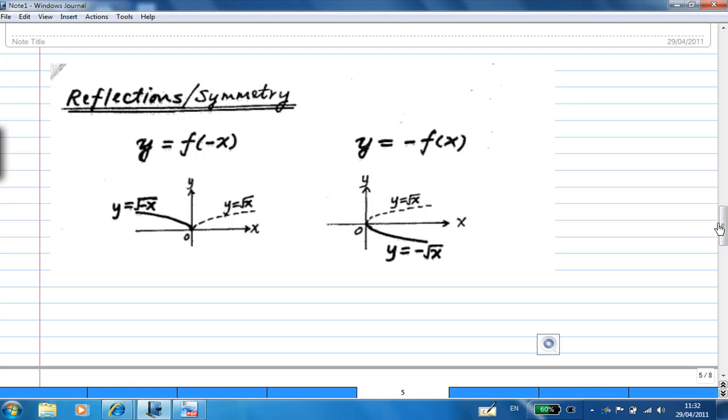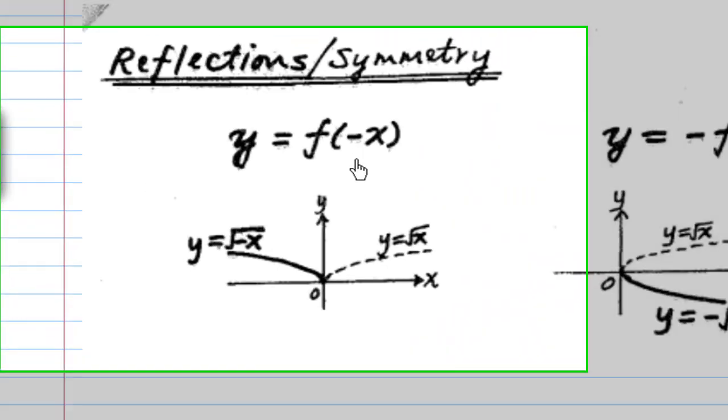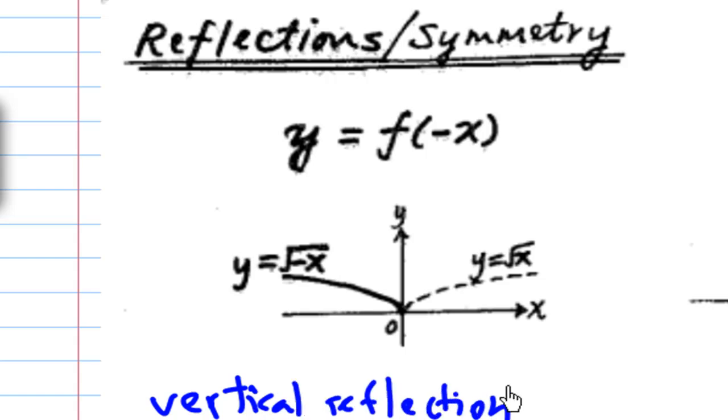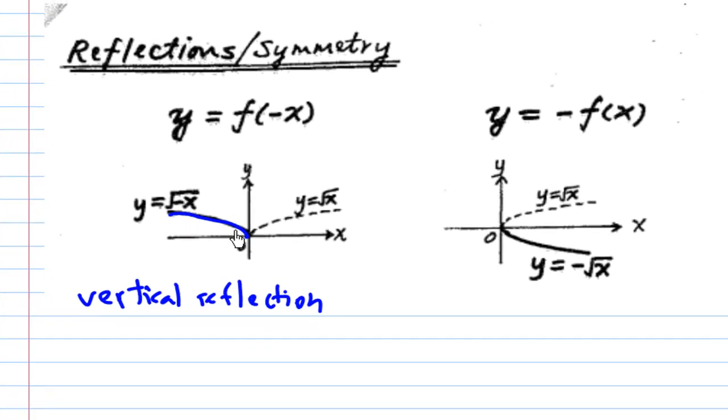Now another transformation I want to talk about is called reflection symmetry. This is a symmetry by changing x to minus x. For example, when you change x to minus x, this is what we call a vertical reflection. If you have the equation y equal f of x, or y equal to square root of x in this case, then changing the x to minus x, you are doing a vertical reflection in the y-axis, and you get the other half. This is called vertical reflection.